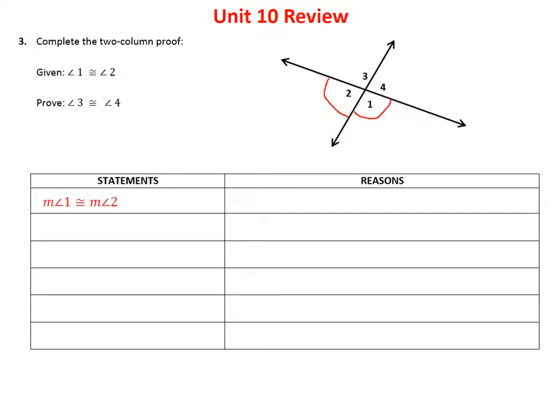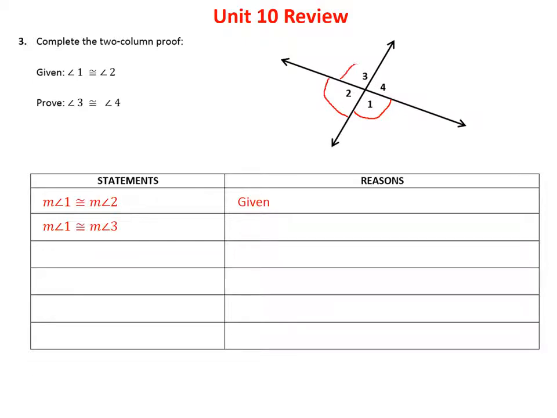Well, the first thing when you're doing a proof, the first thing you almost always write down is the given statement. So I'll put that the measure of angle 1 is congruent to the measure of angle 2. I call that given, although technically we could say that's a function of congruent angles. If two angles are congruent, then their measures are equal.